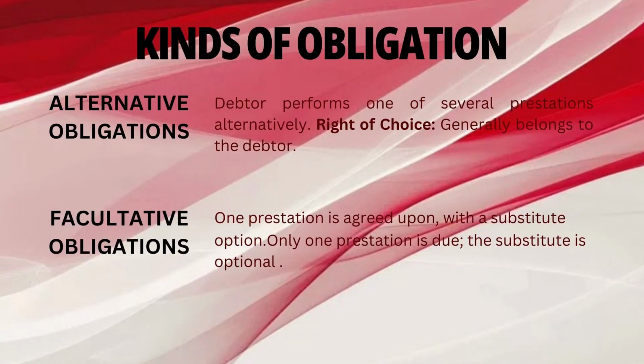A facultative obligation, under Article 1206 of the Civil Code of the Philippines, is the type of obligation in which the debtor is primarily required to fulfill a specific prestation but has the right to substitute it with another performance. The choice to substitute lies with the debtor unless otherwise agreed upon.